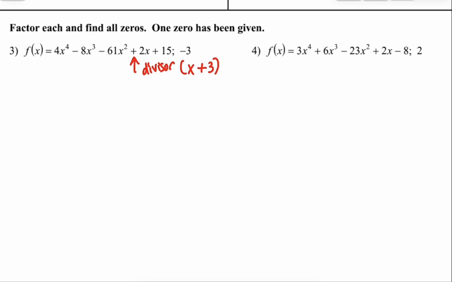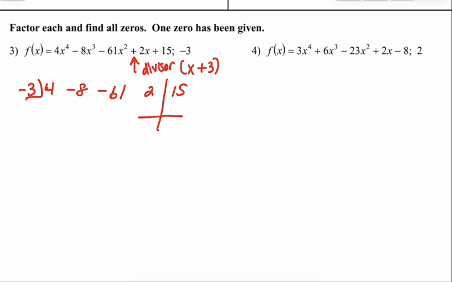Now, if we look at our numbers here, we got 4, 3, 2, 1, nothing. Perfect descending order. So the first thing I've got to do is take out the one they told me. Now you can divide by x plus 3 either way, synthetic or long division. Don't care, pick a way. You do whatever way you like. I'm going to do synthetic division. So I'm going to put that negative 3 in that corner. I'm going to put down my coefficients 4, negative 8, negative 61, 2, and 15.